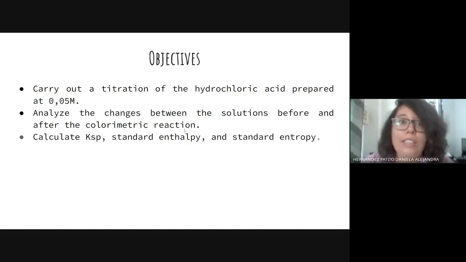Calculate the analyzed values, and carry out the titration of the hydrochloric acid prepared at 0.05 molar to check the good preparation of the titration.